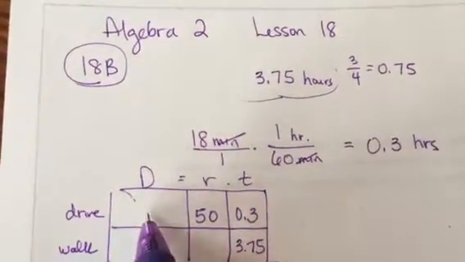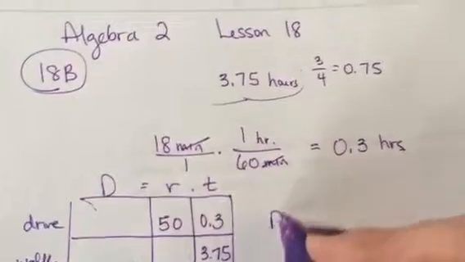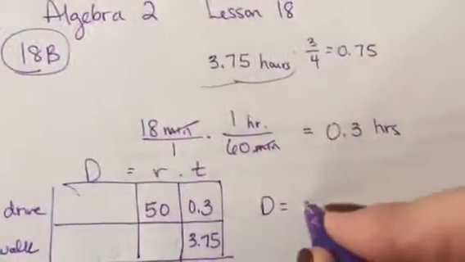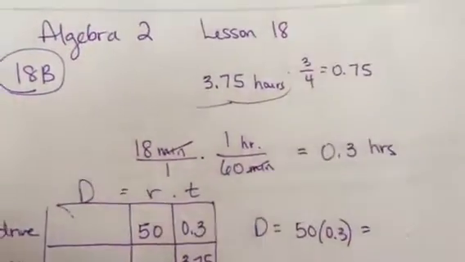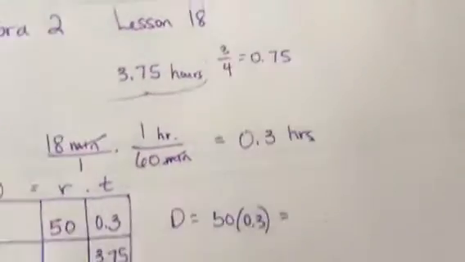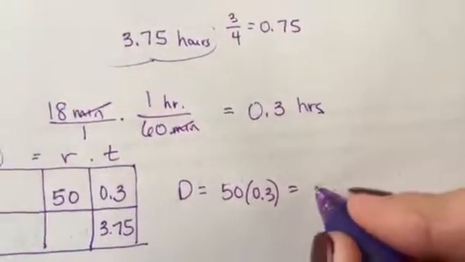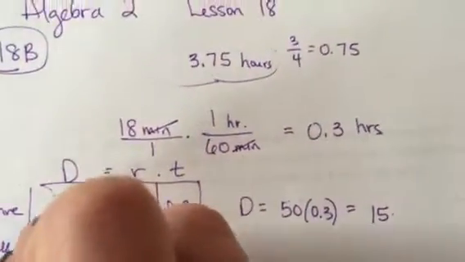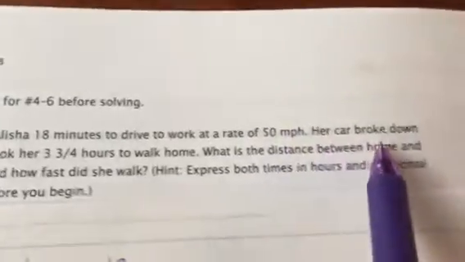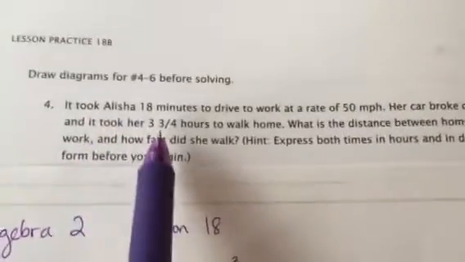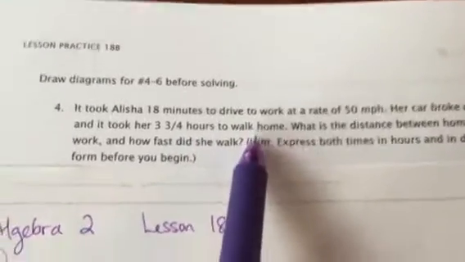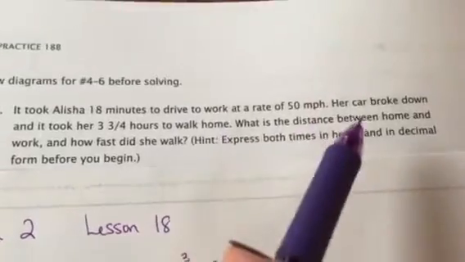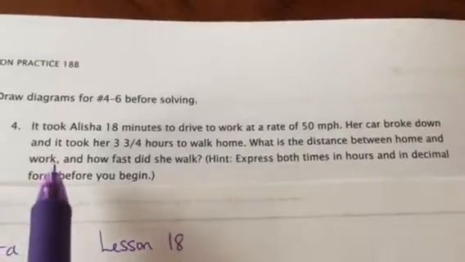Now remember that distance equals rate times time. So I know the distance that she went, and I can go ahead and fill this in. Put 50 times 0.3 in your calculator and see what you get. But obviously, 5 times 3 is 15, so you get 15. So the distance was 15 miles. Her car broke down, and it took her 3 3/4 hours to walk home. Too bad she didn't have a cell phone to call. What is the distance between home and work?